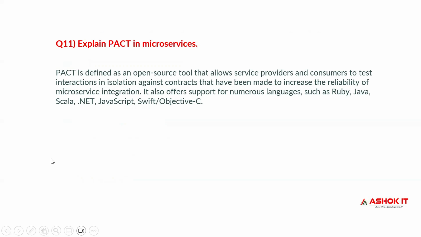Explain the pact in microservices. What is pact? PACT is defined as the open source tool that allows the service provider and the consumer to test the interaction in isolation against the contract that has been made, to increase the reliability of the microservice integration. It also offers support for numerous languages such as Ruby, Java, Scala, .NET, JavaScript, Swift, and Objective-C. Now let's move to the next question.